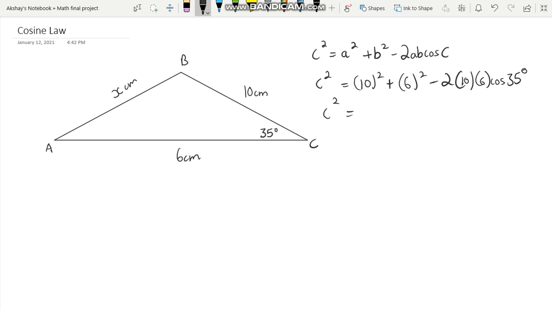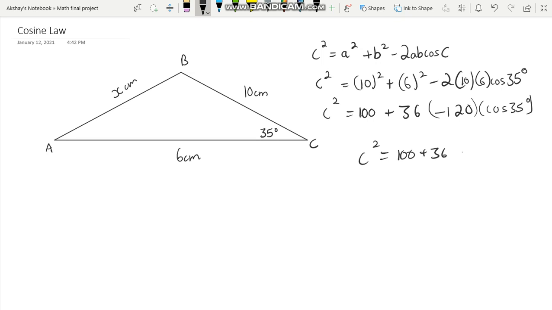Now I can just solve this. So I have 100 plus 36 minus 120, 6 times 10 times negative 2, and minus 120 times cos 35. I'm going to multiply, right, using my BEDMAS. So first I have multiply, so times that using my calculator, cos 35. So I have c squared is equal to 100 plus 36.